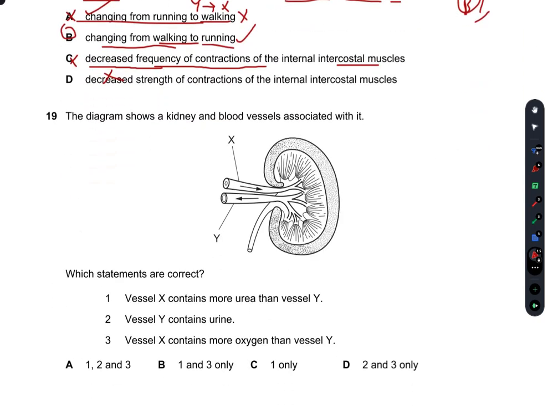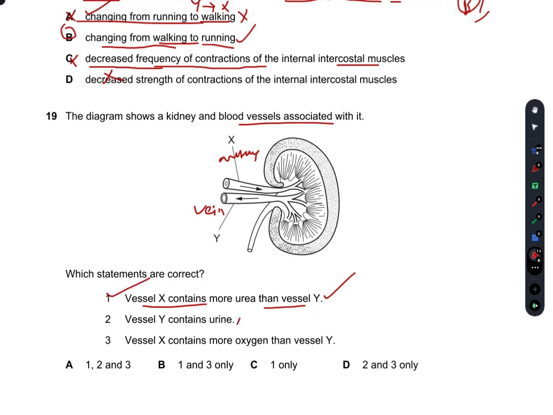B is the right answer. The diagram shows a kidney and blood vessels associated with it. Which statements are correct? Vessel X contains more urea than vessel Y. Yes, this is the artery and this is the vein. So this artery carries waste products to be filtered, and this vein carries lesser urea. So vessel X contains more urea.